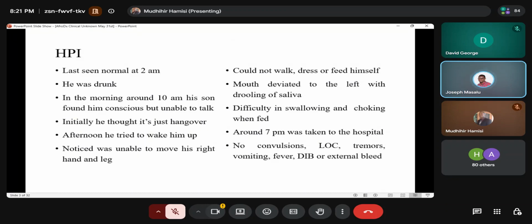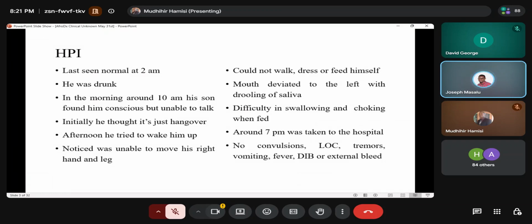I would think of a stroke before doing anything else, but we say here no convulsion, but that's not true if you think of it. It should be no witnessed convulsion, but no one knows. Maybe this patient was sleeping, convulsed on the bed, and then what you are seeing now is a post-ictal paralysis, which will go away within hours to a few days.